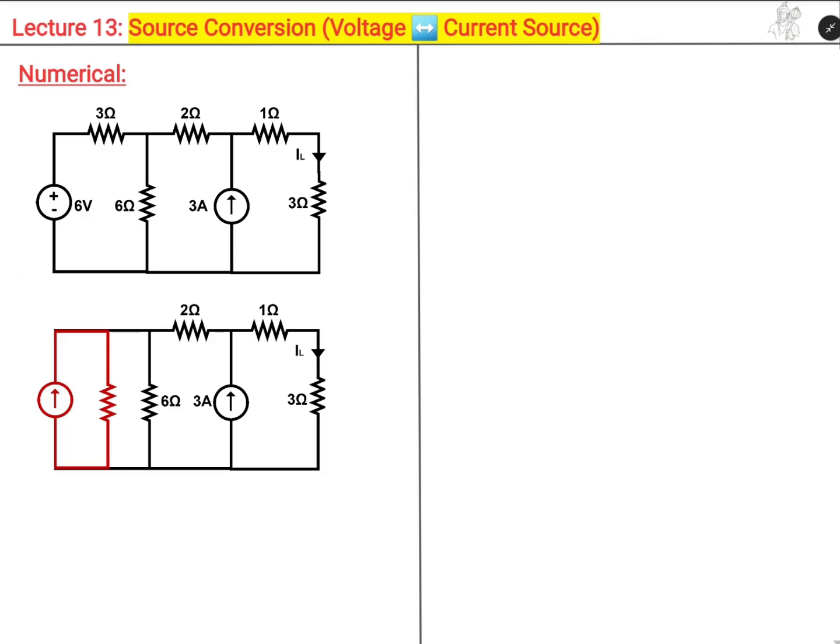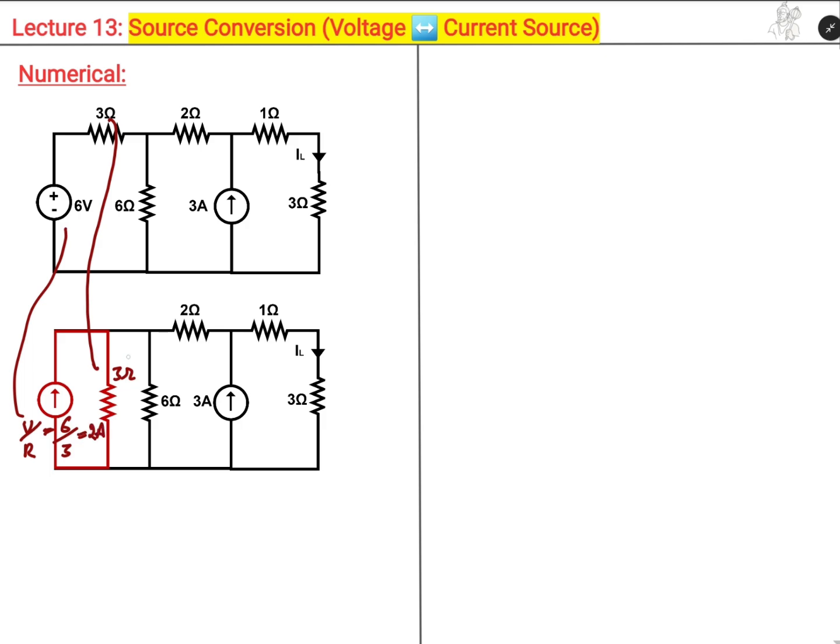The value of this resistance will be the same as that of the series resistance, that is 3 ohms, and the value of the current will be V by R, where V is the voltage, that is 6 volts, and R is the resistance, that is 3. So 6 by 3 is 2 amperes.